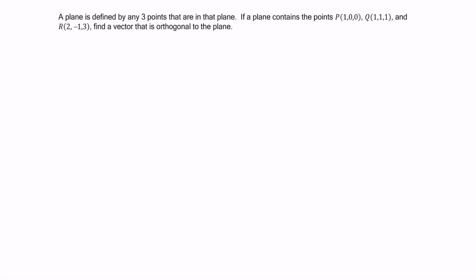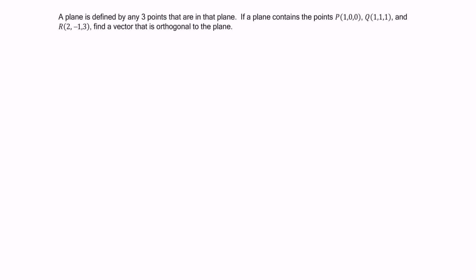Welcome. In this video, I'm going to demonstrate how to find a vector orthogonal to a plane containing three specified points. The points here are (1, 0, 0), (1, 1, 1), and (2, -1, 3). So what we need to do is define two vectors in the plane.